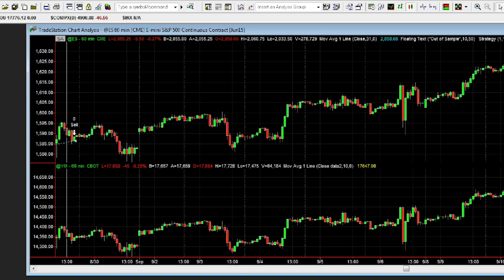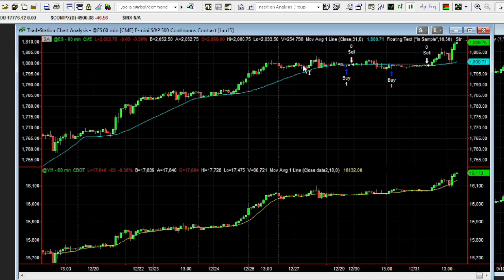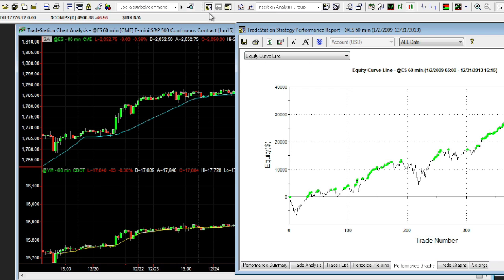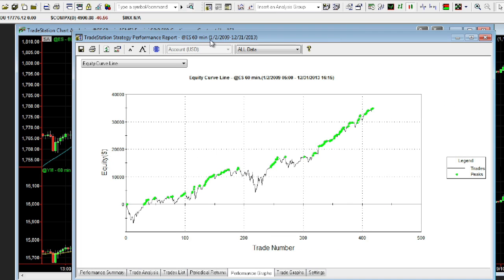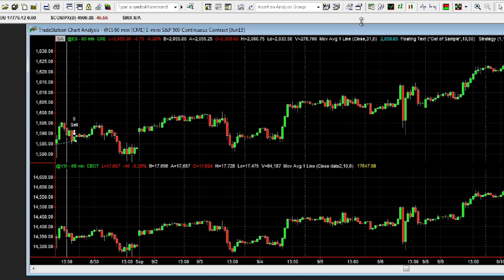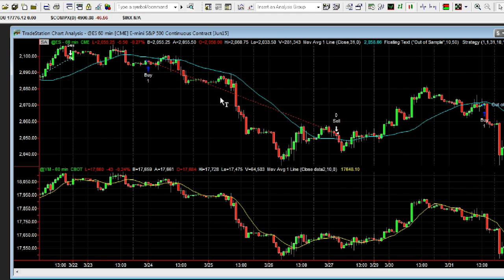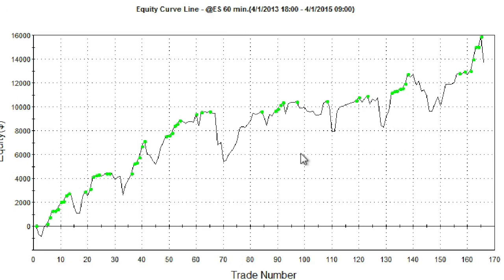So the out of sample is going to be from, let's go back to the in sample just to show you. Again, from 2009 to the conclusion of 2013, that was our in sample. Out of sample. Okay, the out of sample has been applied. Let's bring up the equity curve. So here's the equity curve.